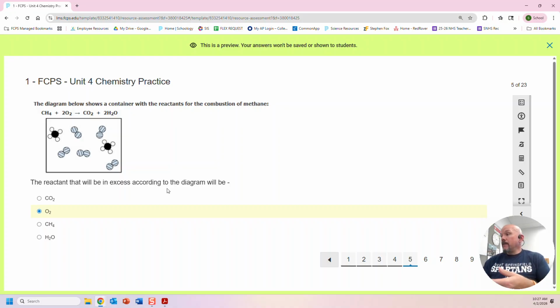If they ask for the limiting reactant, the limiting is the one we would run out of, and the limiting reactant in this diagram would be the methane, and the excess would be the oxygen. But let's say we had 2 methanes, but we only had 3 oxygens, then methane would be in excess, and oxygen would limit us, right? Okay.